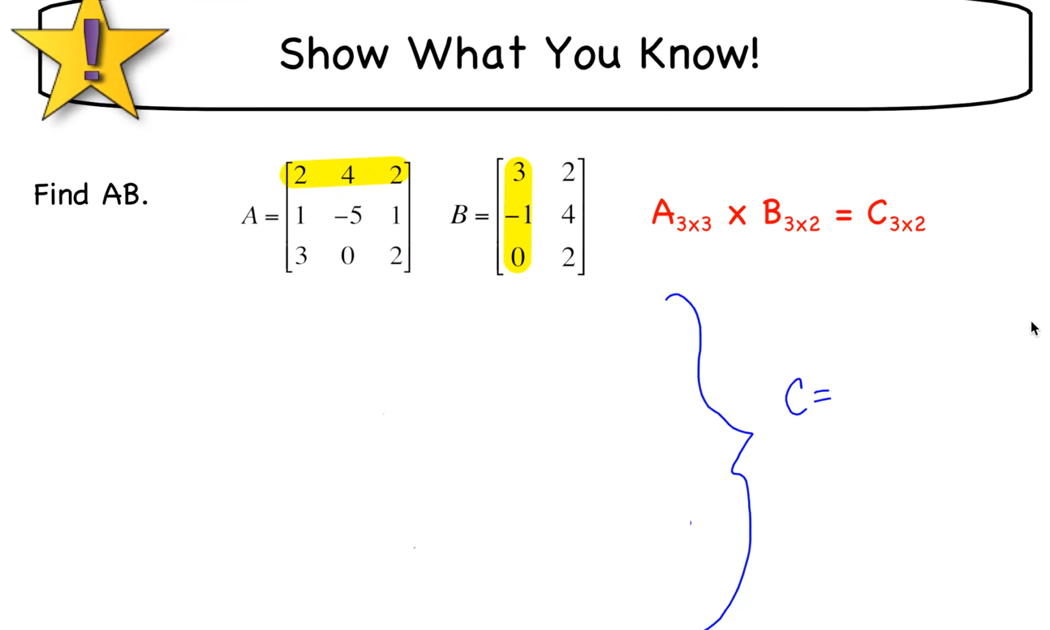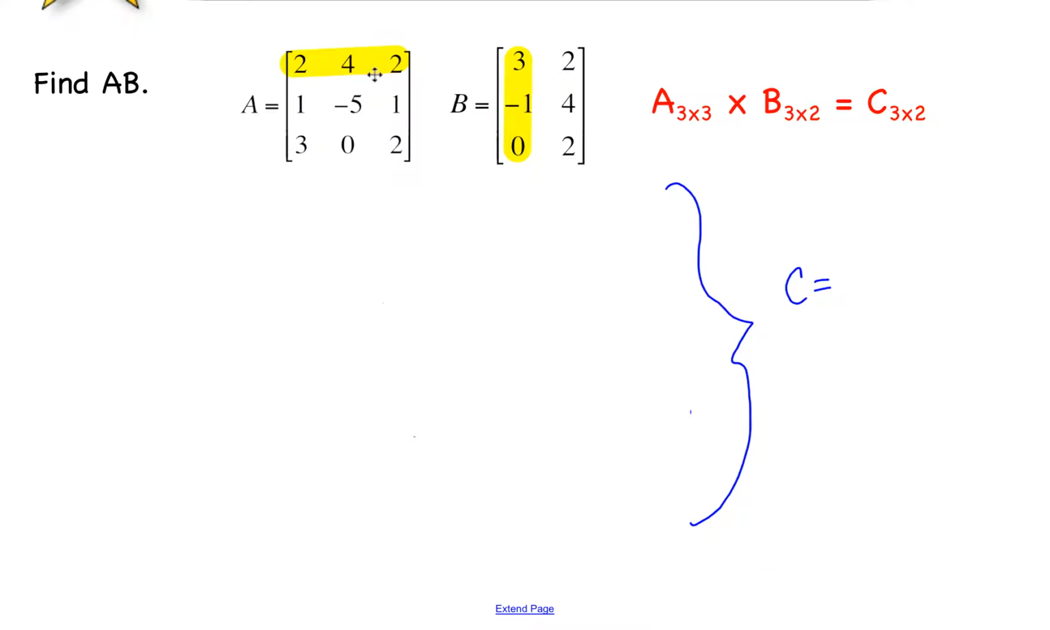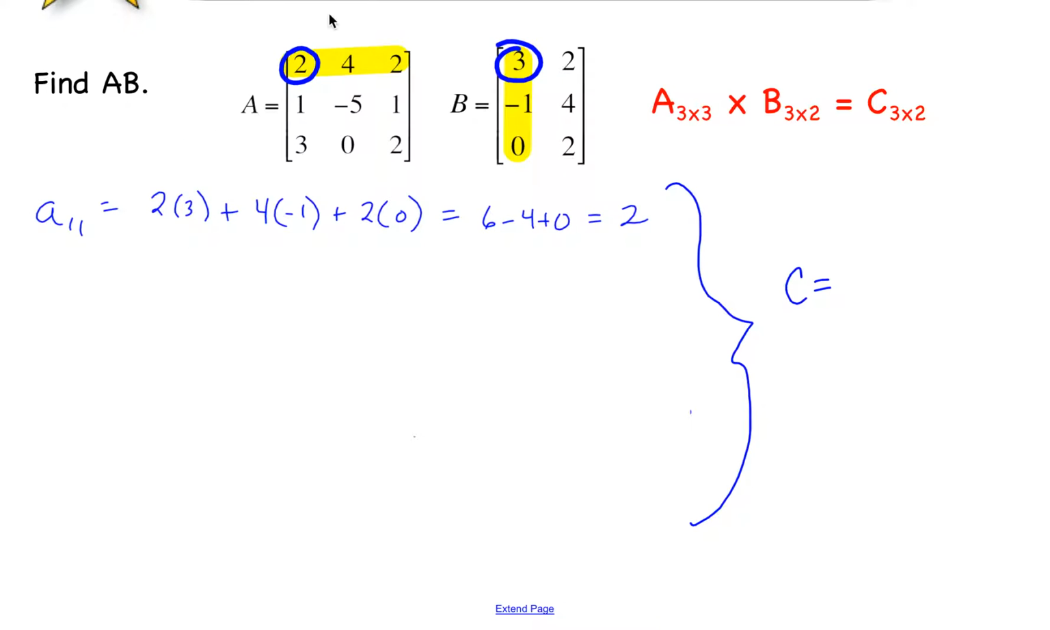So we're only going to work with the rows from matrix A and only the columns from matrix B. So here we go. We're going to take row 1 times column 1. The first element we want is this element multiplied by this element, and we get a 6. Then we're going to add to that the second element, this element times this element. So we get 4 times negative 1, and then we add 2 times 0.